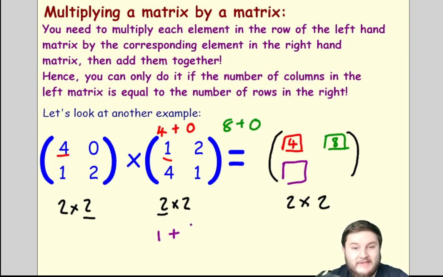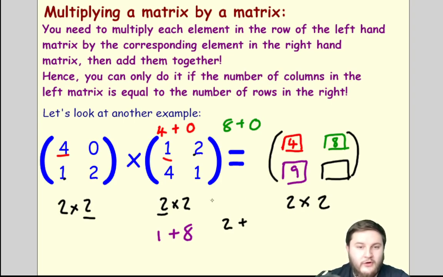2 times 4, which is 8, and that's going to give me 9. So 9 goes in that one. And then finally, we need to work out what this one is in this black box. So you do 1 times 2, which is 2, plus 2 times 1, which is also 2. The answer is 4. So the correct answer is 4, 8, 9, 4, reading across on that matrix. And again, this takes a hell of a lot of practice.